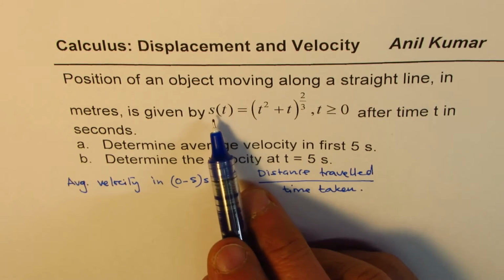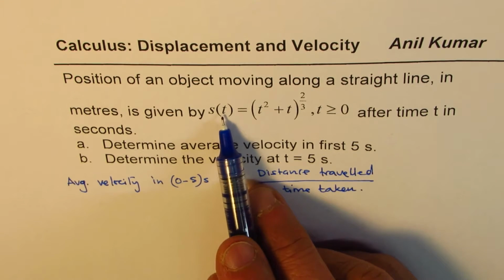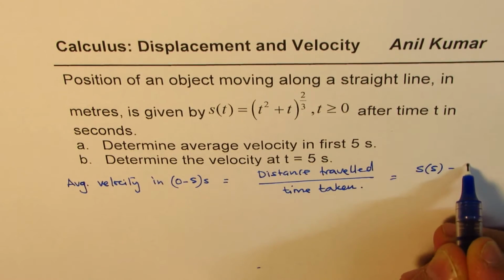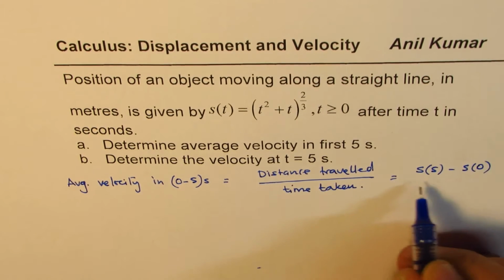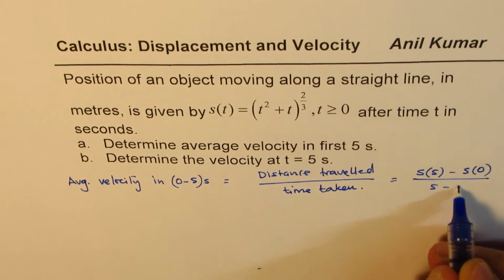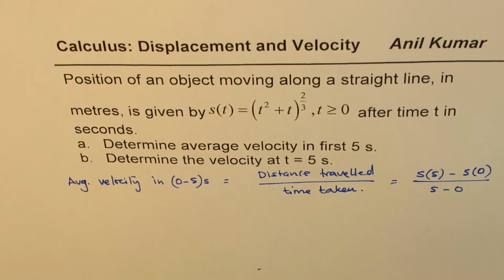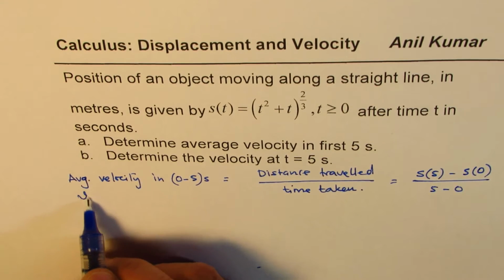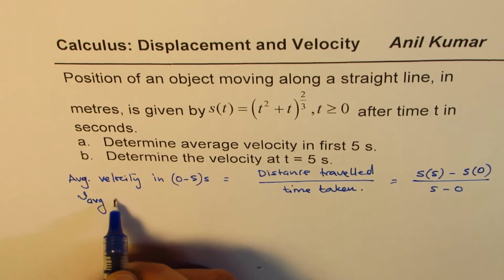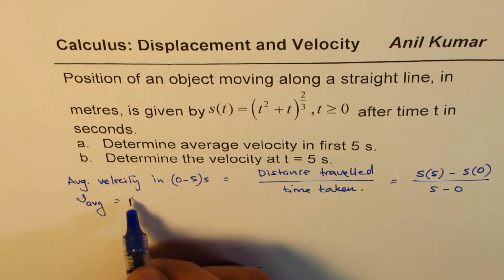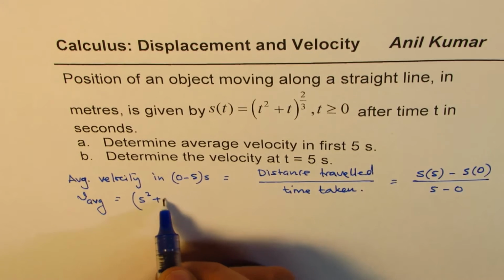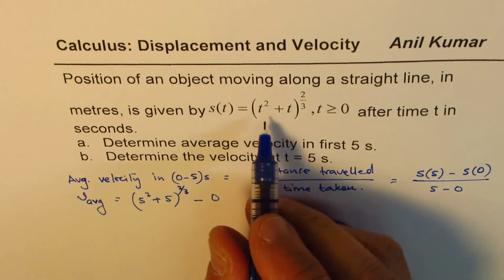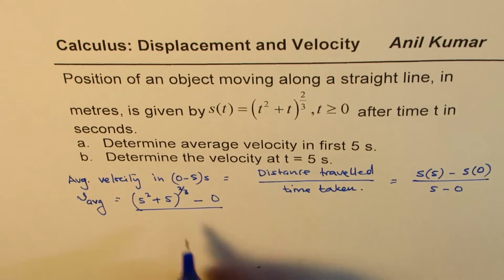So the distance traveled will be s(5) minus s(0), divided by the time taken, which is 5 minus 0. That gives you the average velocity. So if I substitute 5 here, what do I get? V average equals, substituting 5, (5² + 5)^(2/3) minus 0, where I substitute 0, divided by 5.